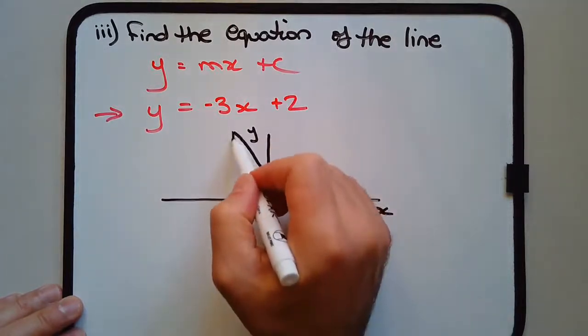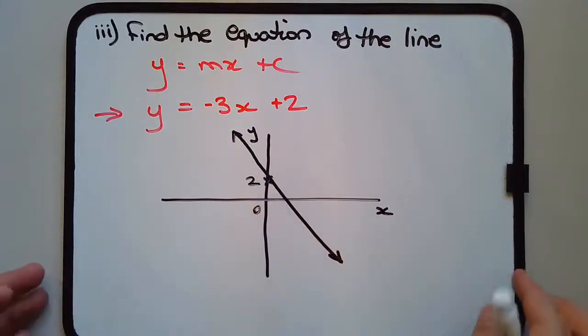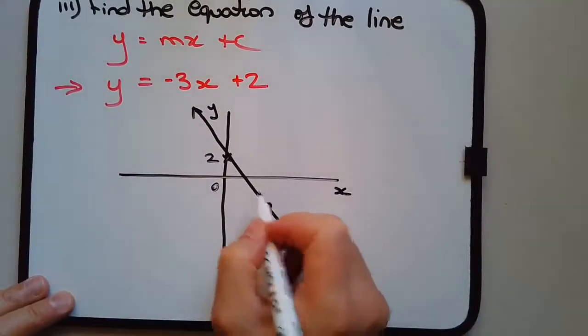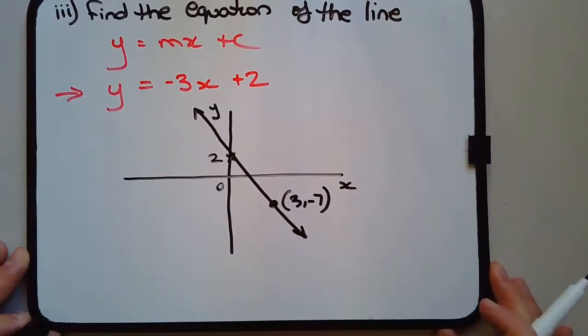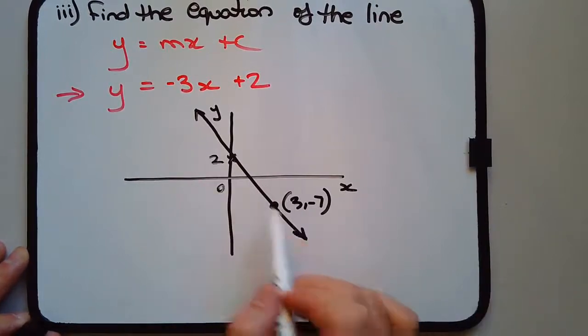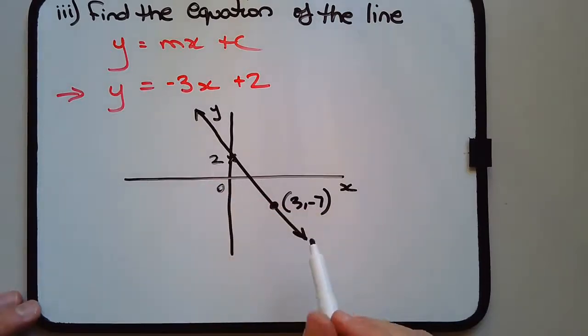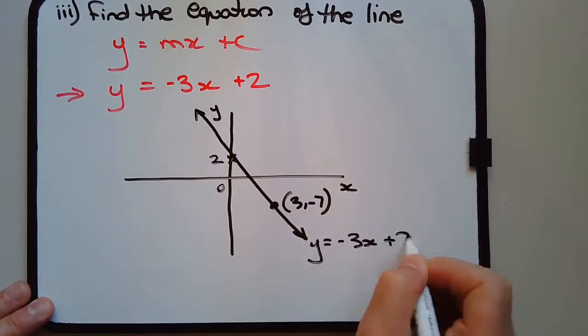You've quoted 1 point there. I would quote a second point somewhere, just label a second point. One of the other points was 3, negative 7, so I could use that somewhere on the line as well, and I could put that here, 3, negative 7. As long as you've got 2 points, it doesn't matter whether it's drawn to scale or not. As long as you've got 2 correct points on the line, there's only one line that can pass through that, and that is the line. I might just label this: that's y is equal to negative 3x plus 2.